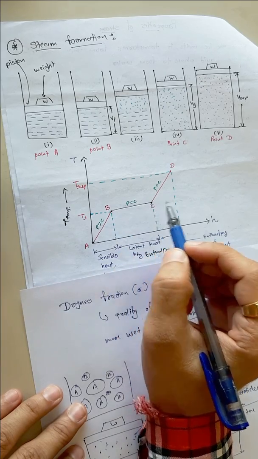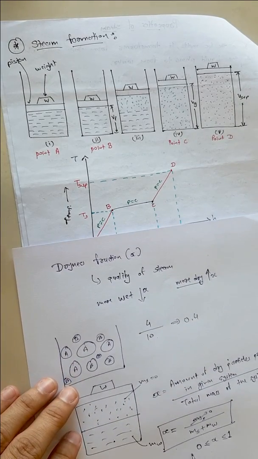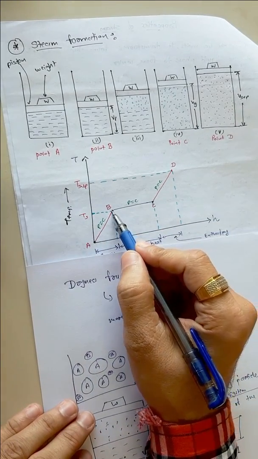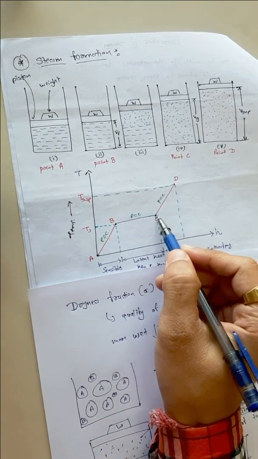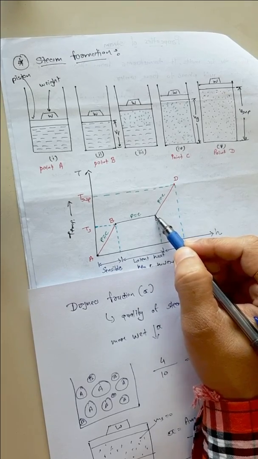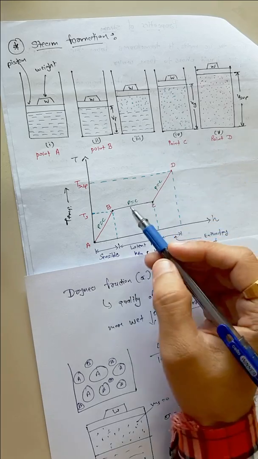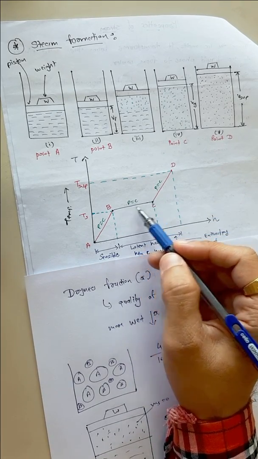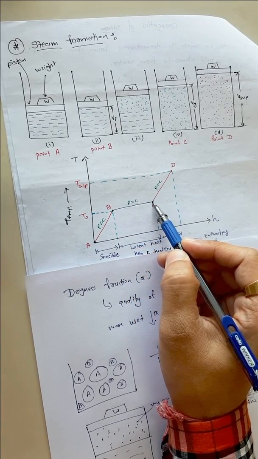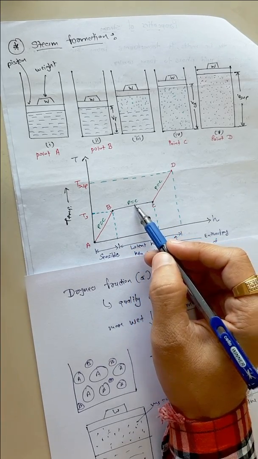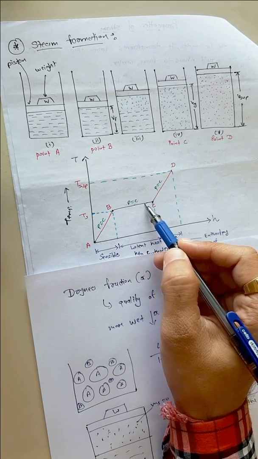So keep in mind this thing, the value of x varies only between 0 to 1. The value of x is 0 at point B, where we are having saturated liquid, and x is equal to 1 at point C, where we are having dry saturated steam. In between, the value of x will vary from 0 to 1. If the value of x is 0.5, it is at the middle point. A value of x of 0.7 means it is near point C.